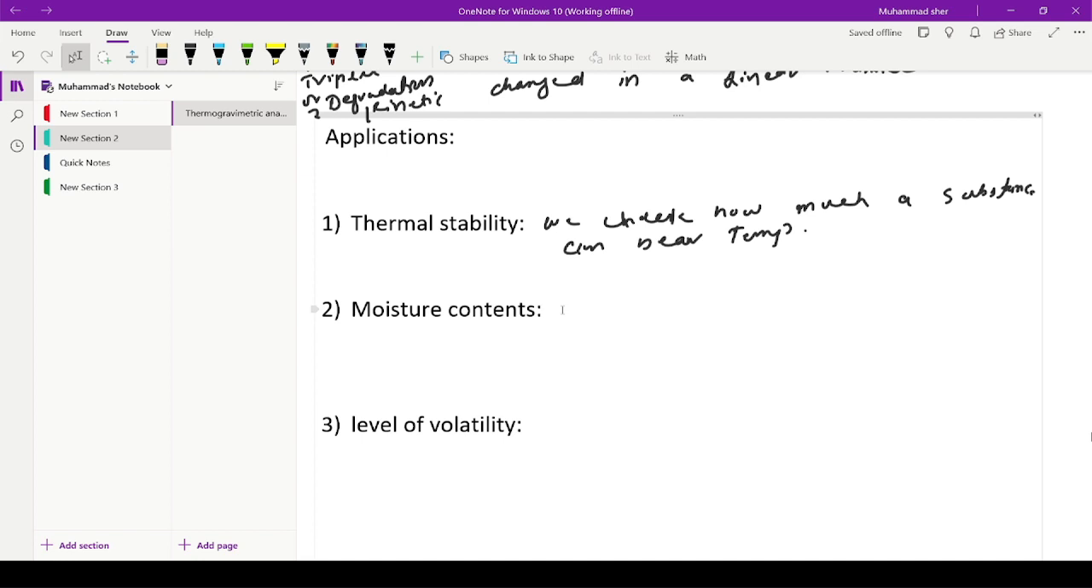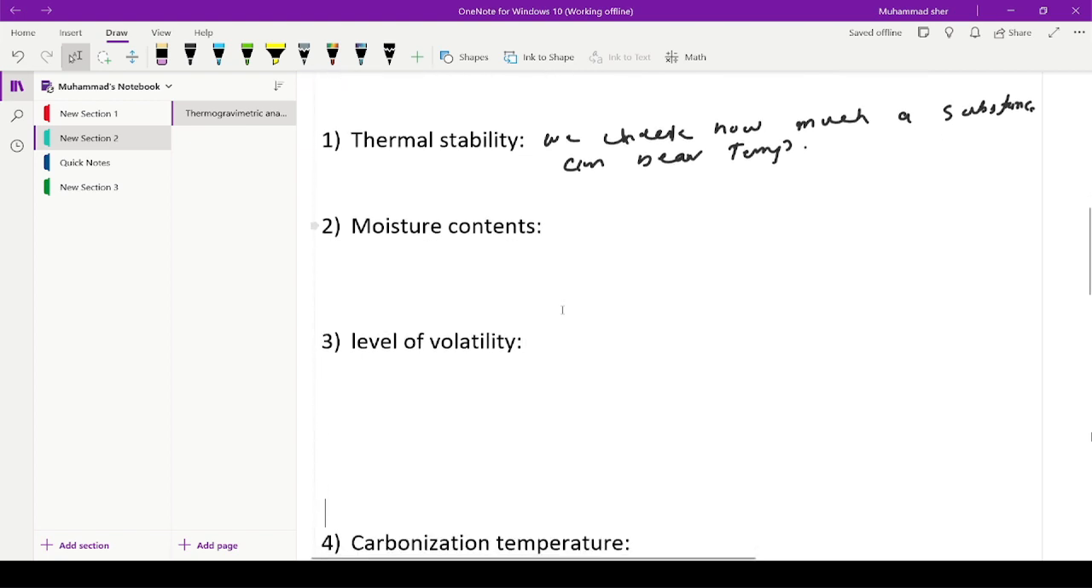The second application is that moisture content can also be checked through thermogravimetric analysis. As I mentioned already, many compounds contain moisture, or we can say water, and when we heat a substance, the moisture or the water will be removed, and this will be a physical change. So this moisture content or water can also be checked through the thermogravimetric analysis.